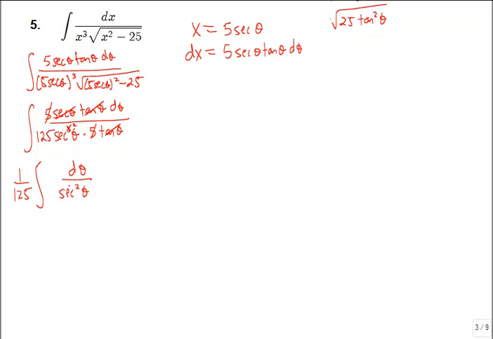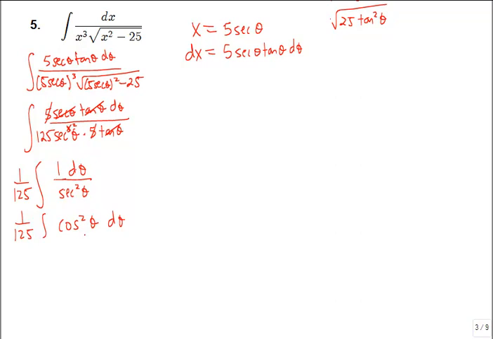Now think about this. This is 1 over secant squared. Well, what's 1 over secant squared theta the same as? Since secant is the reciprocal of cosine, then 1 over secant is equal to cosine. So 1 over secant squared is the same as cosine squared theta. So let's change it into that cosine squared theta so we don't have to worry about denominators.